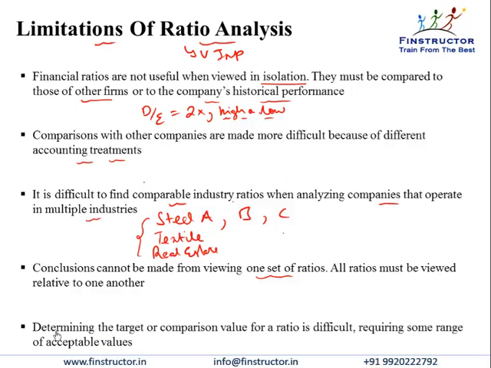And last but not the least, determining the target or the comparison value for a ratio. So for example, let's assume the debt equity ratio is what we are trying to compare or make a judgment about. So oftentimes, getting an exact value for the debt equity ratio as acceptable will be difficult. So we would work with some range of acceptable value. So we'll say that between 1.75 to 2.25 is an acceptable debt equity ratio. Below this is too low or above this is too high, so on and so forth.